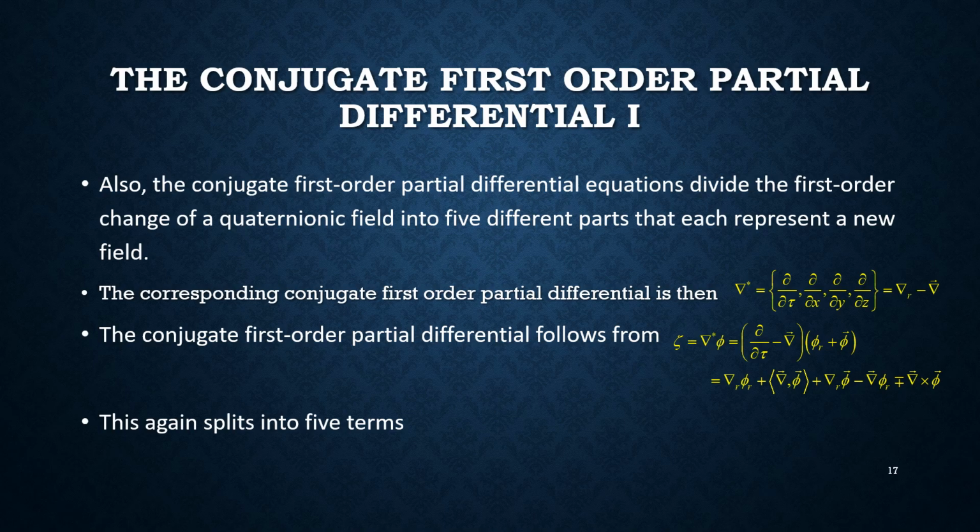Also, the conjugate first-order partial differential equations divide the first-order change of a quaternionic field into 5 different parts that each represent a new field. The corresponding conjugate first-order partial differential is then. The conjugate first-order partial differential follows from. This again splits into 5 terms.